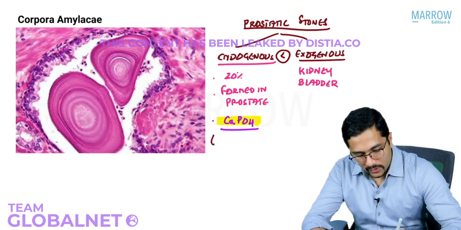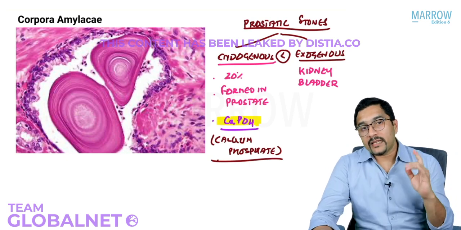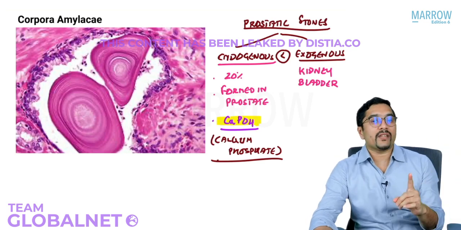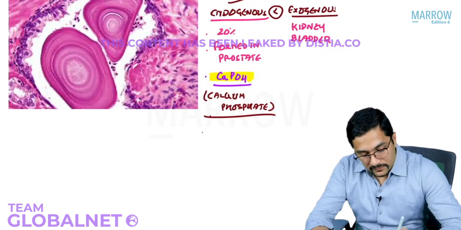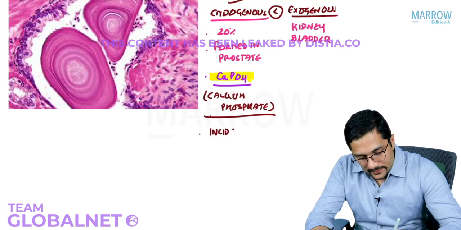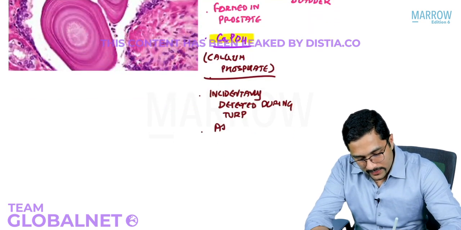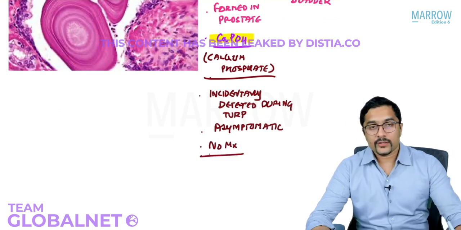So remember, P for prostate, P for phosphate. Calcium phosphate is the most common composition. And if you remember, even when I was talking about salivary gland stones, I told you calcium phosphate are the most common salivary gland stones as well. So here in prostate also there are calcium phosphate stones. These stones are incidentally detected during TURP, and usually they are asymptomatic. No management is required for these stones.